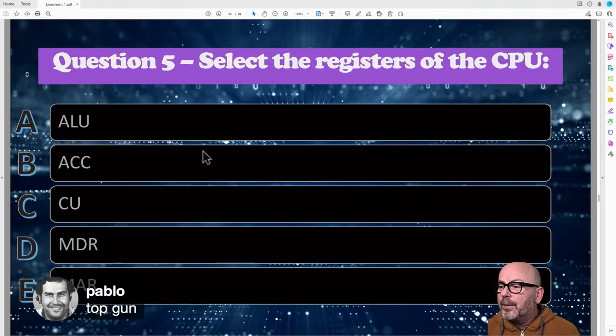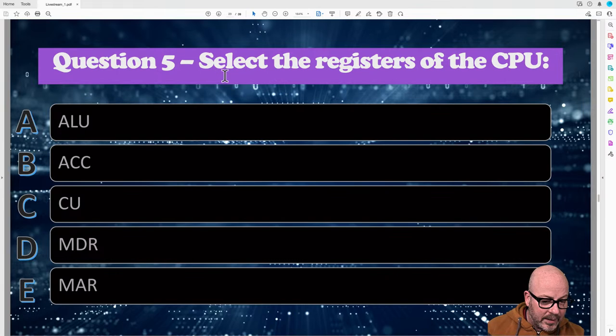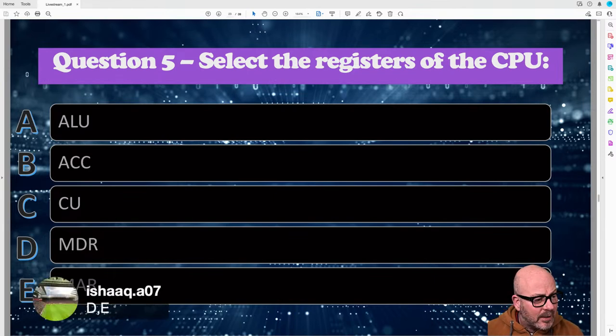Question five. Select the registers of the CPU. Something people like to get wrong quite regularly. So let's see if we can get this one sorted out. The registers of the CPU. Ishak is like Usain Bolt with his mouse and keyboard.